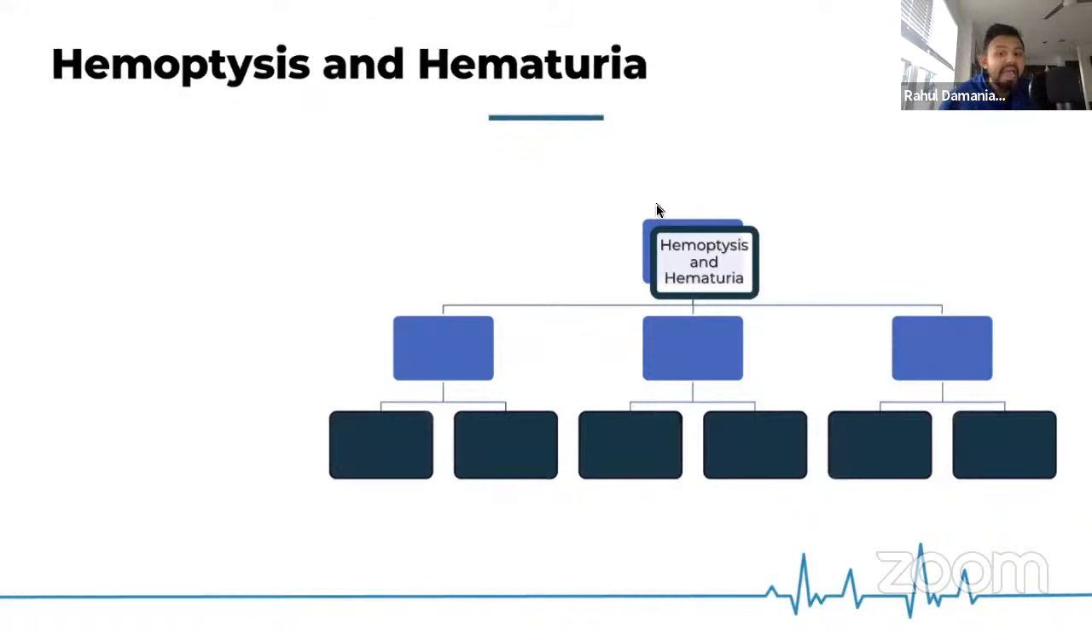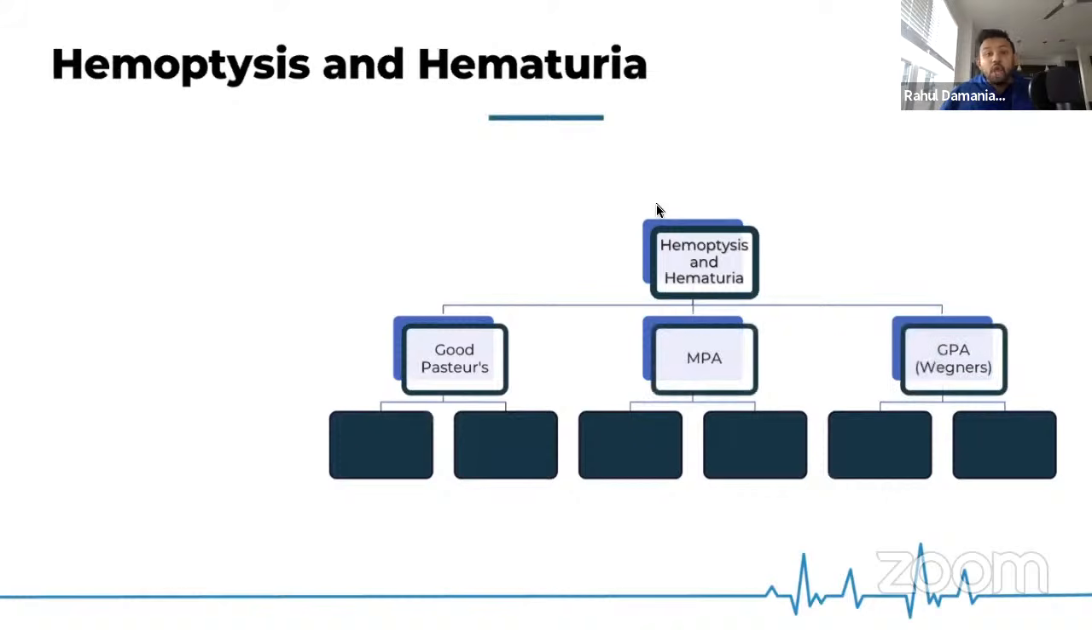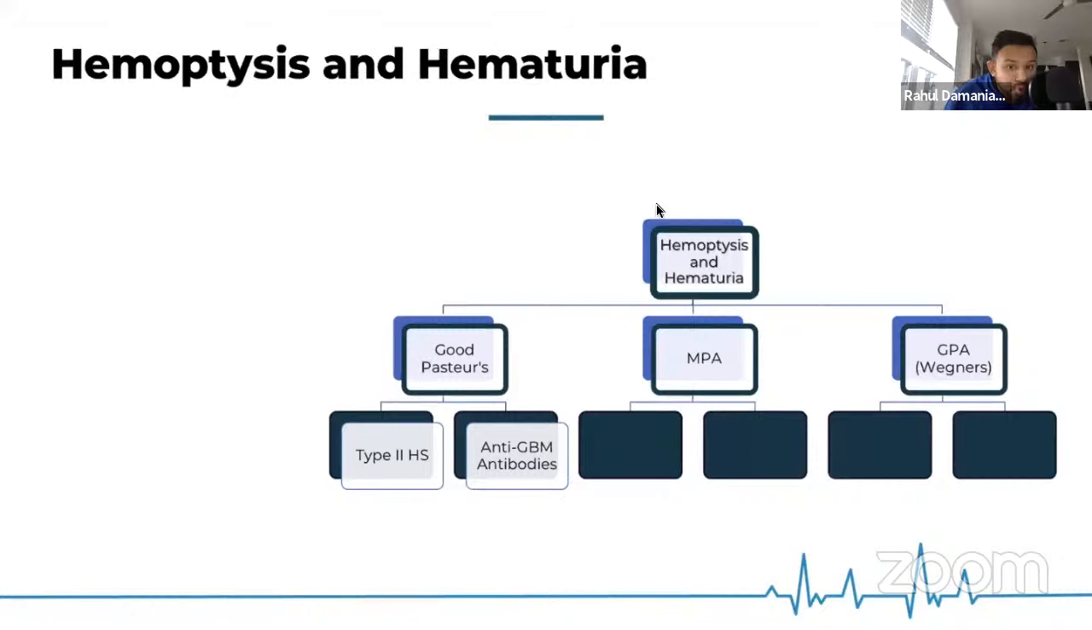Hemoptysis and hematuria is going to be a very important presentation for you to recognize on your USMLE. The three things that you should be thinking of when you hear hemoptysis and hematuria in your test questions are Goodpasture's, microscopic polyangiitis, and granulomatosis with polyangiitis, also known as Wegener's. So how do you differentiate them in your test questions? Well, Goodpasture's is going to have hemoptysis and hematuria related to a type 2 hypersensitivity and anti-GBM antibodies.